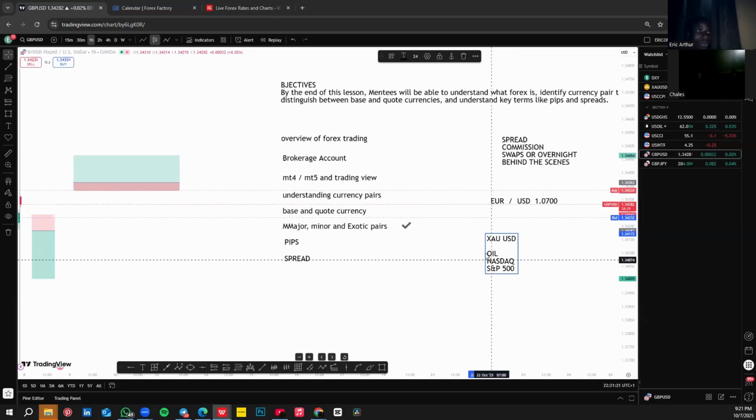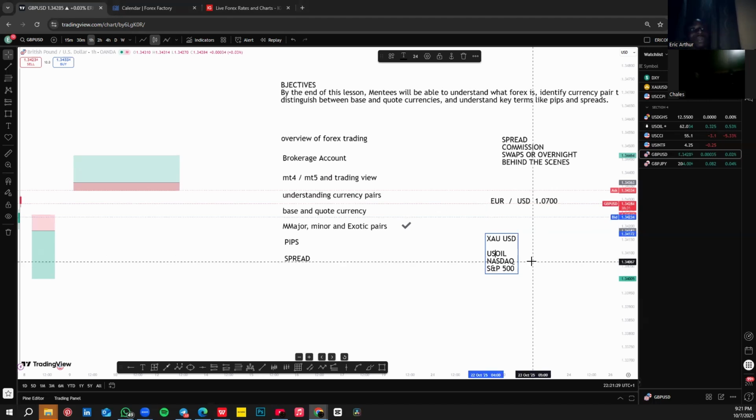And then the oil, we have US oil. Basically I trade these two, oil and gold. It's the symbol for West Texas Intermediate. So sometimes if you are in your broker and you search for oil, you'll never get it.